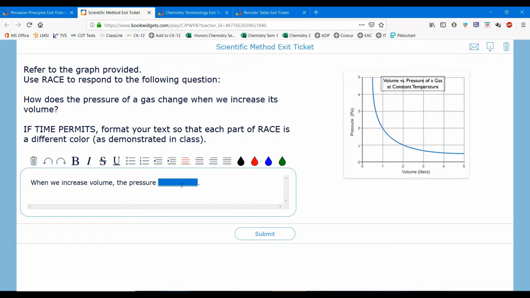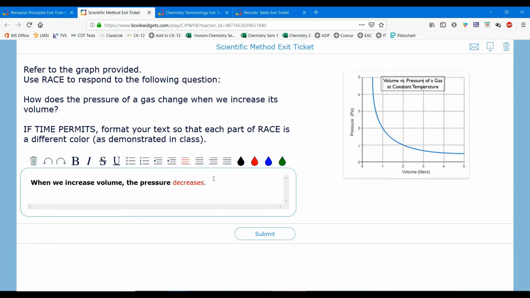It goes to our literacy skills. So when we increase the volume, as we already analyzed in our graph, we decrease the pressure, making sure we're using good grammar here and that it matches. When we increase volume, the pressure decreases. So that's R and A in one sentence, done. Citing and explaining are the things students usually have a hard time with. So because I have plenty of time here to show you, I am going to highlight RACE. I'm going to go black is R, and my answer I'm going to go red. When we increase volume, the pressure decreases.